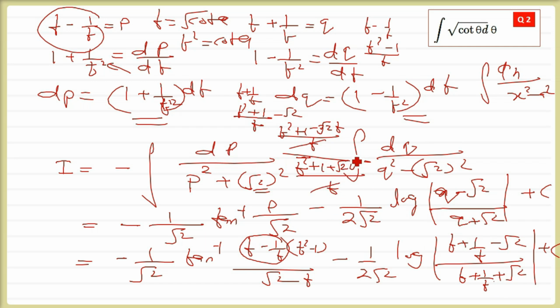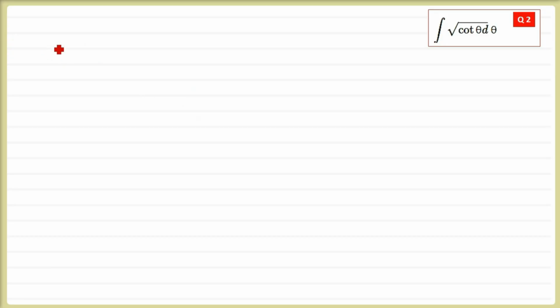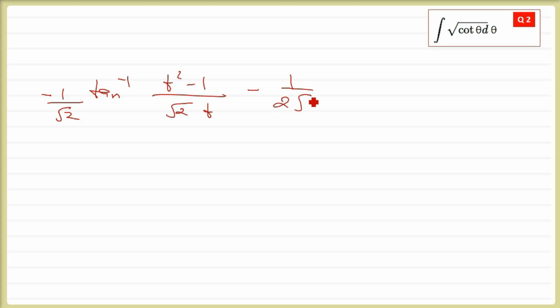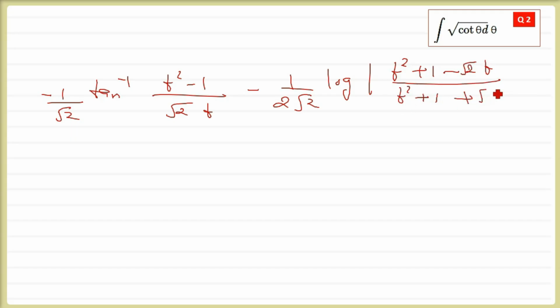This will get cancelled. What I've done here is quite clumsy, so I'm going to write it properly in the next step. So what we have got is minus 1 by root 2 tan inverse t square minus 1 divided by root 2t, minus 1 by 2 root 2 log modulus of t square plus 1 minus root 2 t over t square plus 1 plus root 2 t inside a modulus sign, plus a constant of integration. So t square was cot theta, t is equal to under root cot theta.